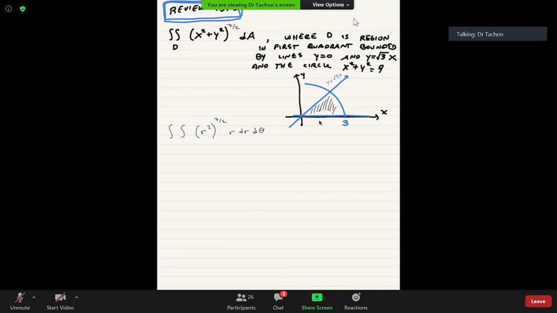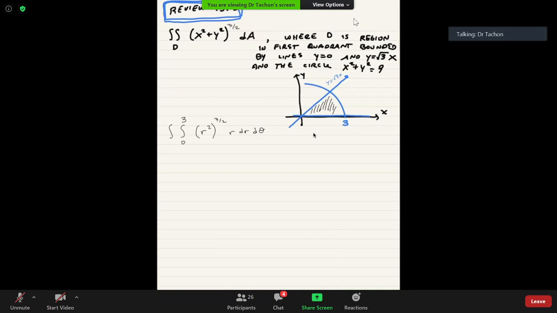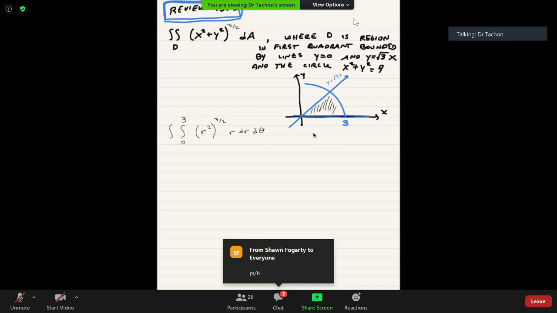Okay. What are the bounds? The inside bounds are the radius. What are those inside bounds? Do you see it's 0 to 3? Okay. Now, what about our theta bounds? We talked about this last time. That's why, because we were talking about this last time, when I was putting examples together for today, I went and took this one. Okay. So what do you remember about this?